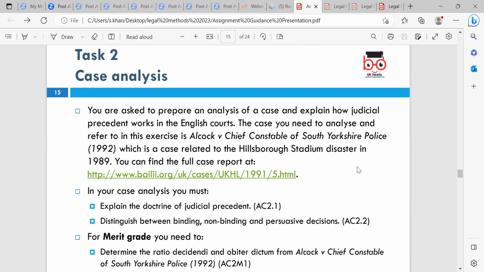You are asked to prepare an analysis of a case and explain how judicial precedent works in the English courts. The case you need to analyse is Alcock against Chief Constable of South Yorkshire Police, 1992, which is a case related to the Hillsborough Stadium disaster in 1989. You can find the full facts of the case and the report on that link there, baileys.org UK cases.